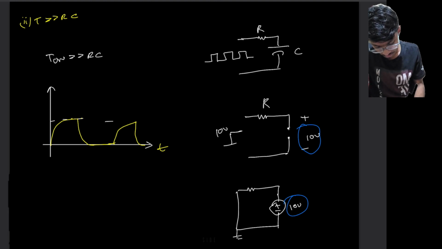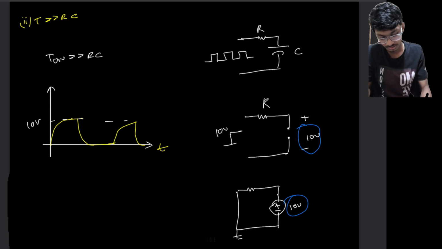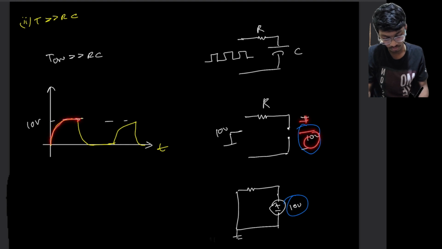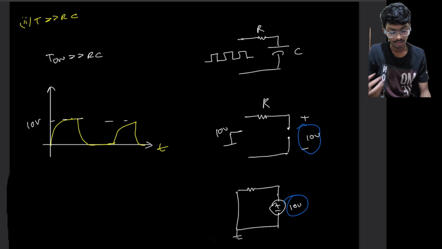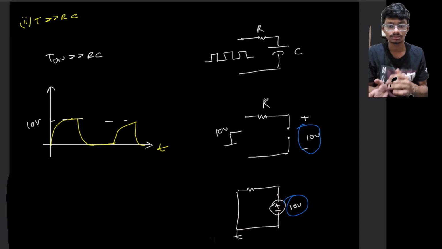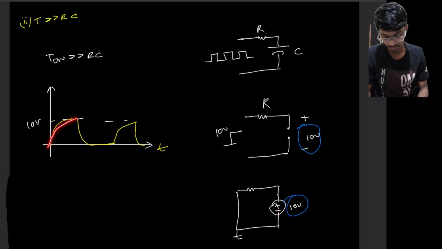So this will get charged to 10 volts. Why 10 volts? Because here the circuit time constant is much less than T on. As it is much less than T on, the circuit will reach steady state. So here it will reach 10 volts and remain at 10 volts for the whole T on period, and after T on this will get short circuited and the current will flow through here, and the voltage will go to 0 before the next cycle starts. Hence this will go to 0 much earlier than the next cycle starts. That's why the curve will look something like this.